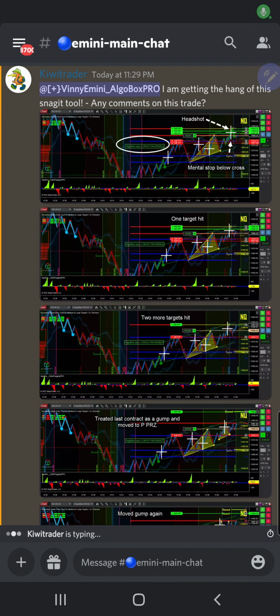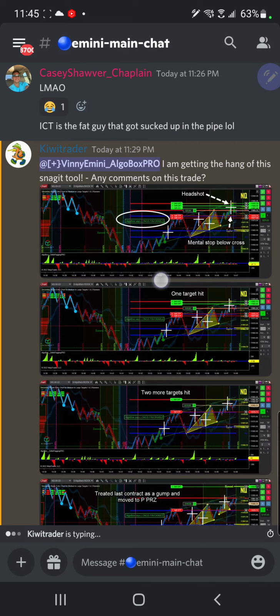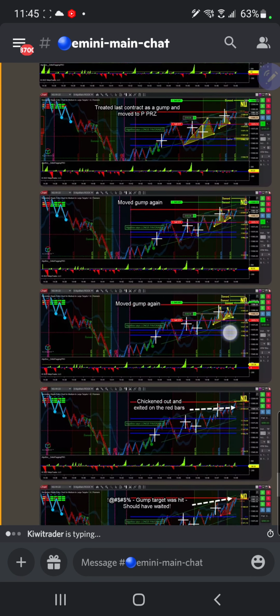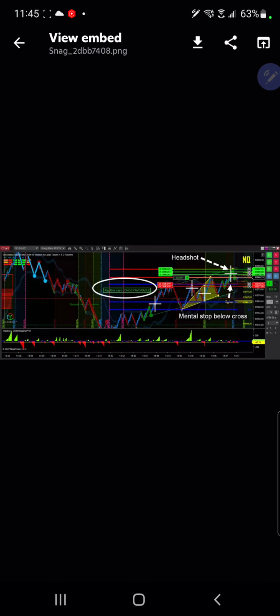So tonight, one of our members had asked for some feedback on his trade. He got the emphasis and the extra work he's putting in here. He said he's getting used to the Snagit tool, which is a great screenshotting tool. If you guys don't have one yet, make sure you pick up that one, or ShareX is a good one. He posted quite a few screenshots as he traversed through this trade here. So let's look through it and give him some analysis tips and tricks.